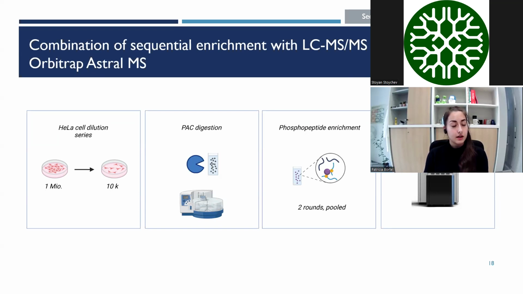And to do so, we started in our workflow with a HeLa cell dilution series. So we diluted the cells from 1 million to 10,000 cells. By doing so, we wanted to represent typical biological experimental starting points. And then we went on with the protein aggregation capture digestion that is usually employed in our workflow. Then we used our optimized 2-round pooled sequential enrichment approach, and we measured the samples on the Orbitrap Astral MS.